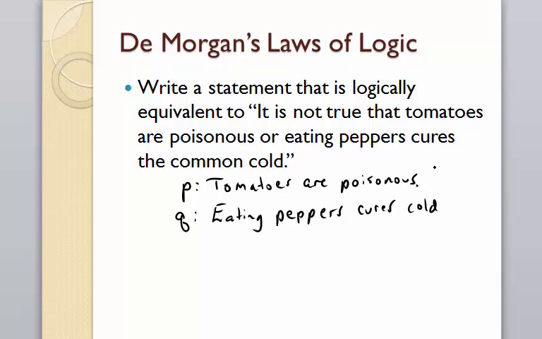And then let's take our statement and transform it into a symbolic statement. It is not true, so that gives me a negation that tomatoes are poisonous, that's the P, or, we use the symbol for or, eating peppers cures the common cold, that's the Q.